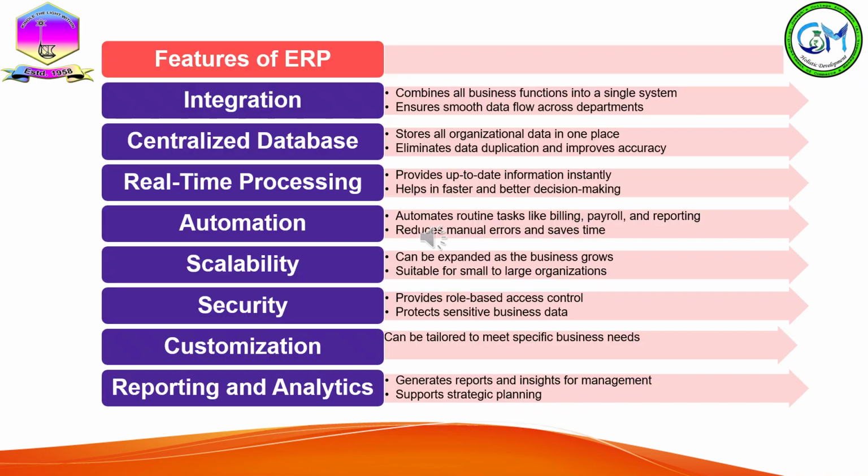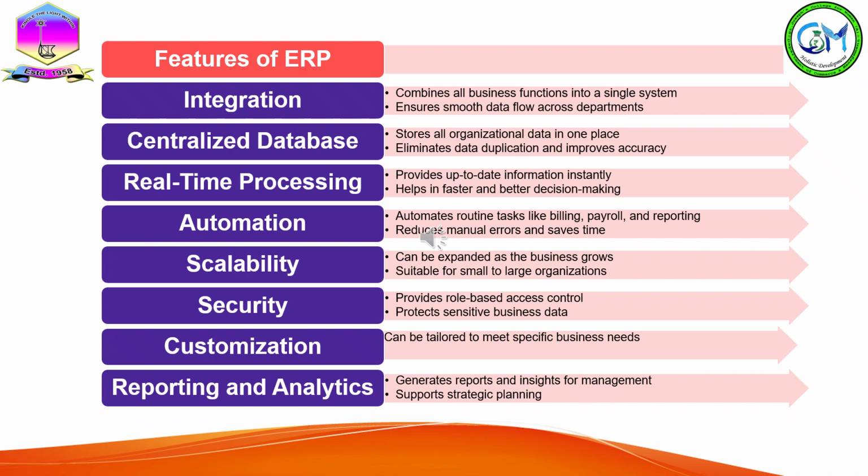Next is the features of enterprise resource planning software solutions. First one is integration. It combines all business functions into a single system and ensures smooth data flow across different departments. Second feature is the centralized database. It stores all organizational data in one place, eliminates data duplication, and improves accuracy. Real-time processing: it provides up-to-date information instantly to all the departments in an institution, and it also helps in faster and better decision making.